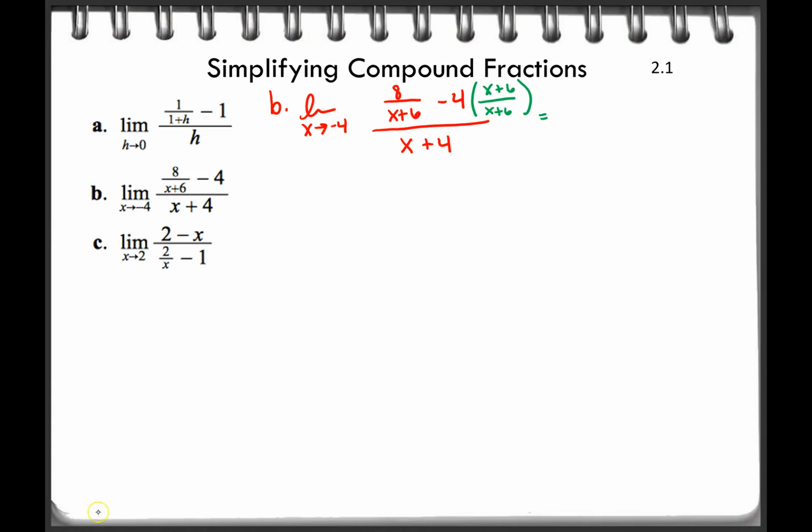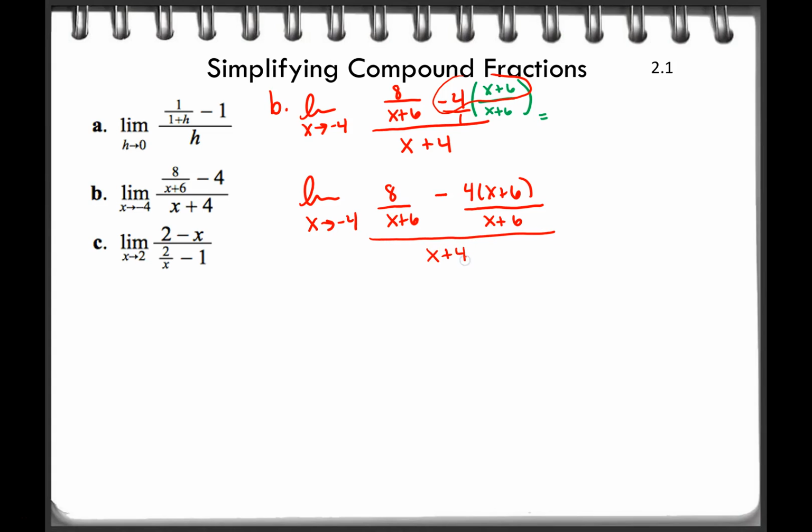All right. Kind of ran out of room last time, so I'm going to try to write this over here. So this is the limit as x approaches negative 4, and I still have an 8 over x plus 6, but now it's going to be a minus, and then it's going to be 4 times x plus 6 all over x plus 6. Just make sure that was right. So I'm having negative 4 times all this, and then it should be over 1. So 1 times that is, so that's in good shape. All right, now I still have all over x plus 4. Can't forget that. And now it's time to just combine these fractions in the numerator.